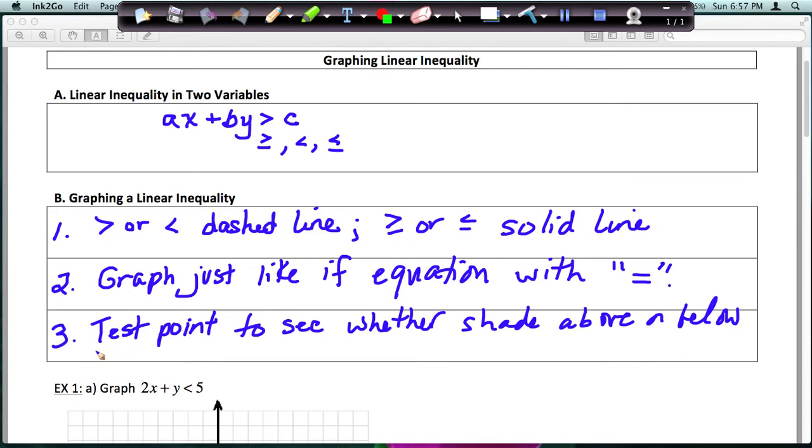If I can, I pick the point 0, 0. So if your line doesn't go through the point 0, 0, test that because that's just easy to plug in and test. So if you test it and you get a true statement, so you get something like 2 is less than 3, that's true, that's where you shade. If you get a false statement, so if you test your point and it's false, for example, 2 is greater than 1, which is false, then you shade on the other side of the test point. And I'll show you this with an example.